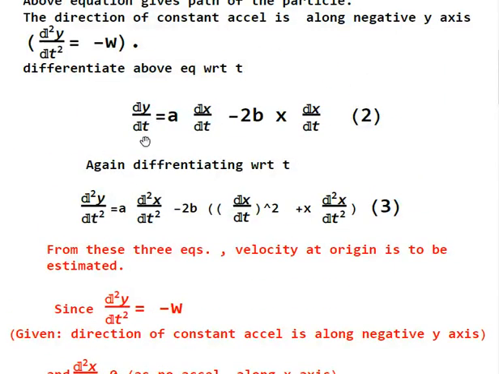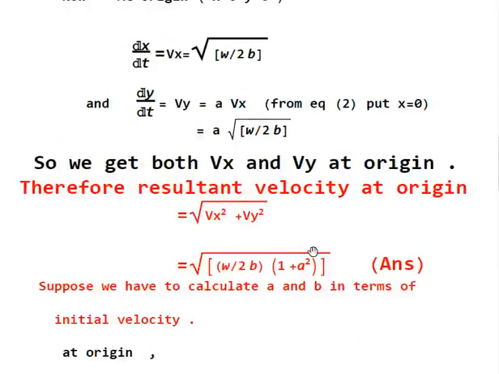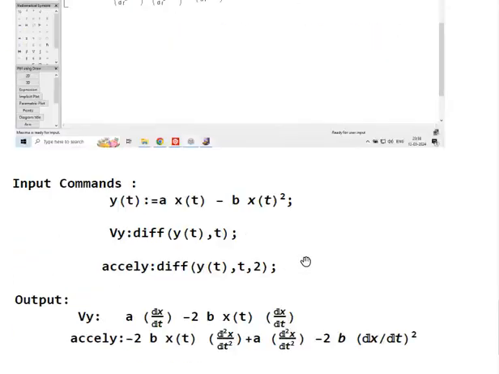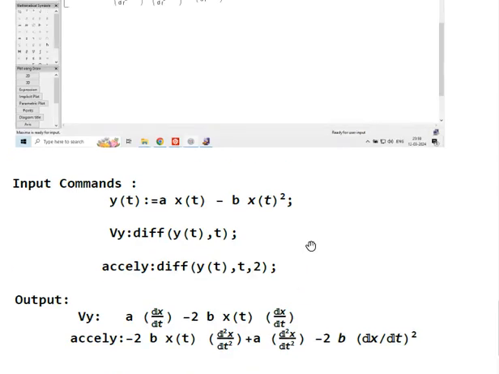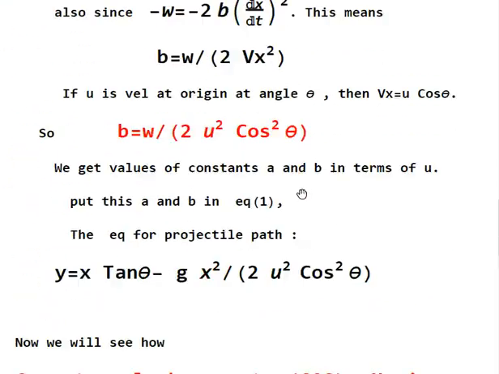This is dy by dt, and इस आउटपुट में हम d2x by dt स्क्वायर को 0 पुट कर देंगे तो हमको dx by dt मिल जाएगा इस थर्ड इक्वेशन से, और dx by dt की वैल्यू सेकंड इक्वेशन में पुट करके हम dy by dt निकाल लेंगे. बाकी एनालिसिस यहाँ पर दी हुई है.